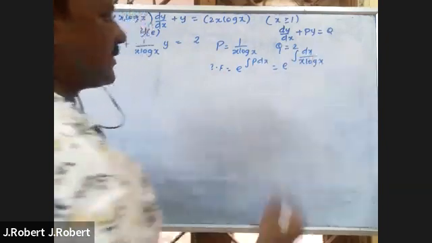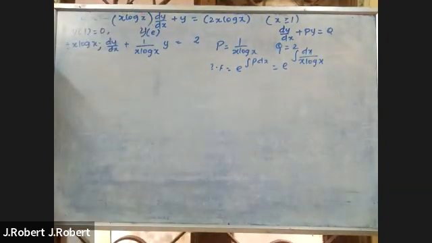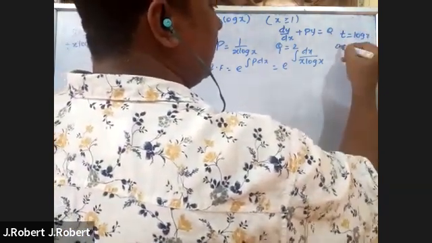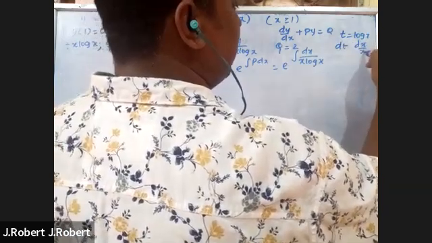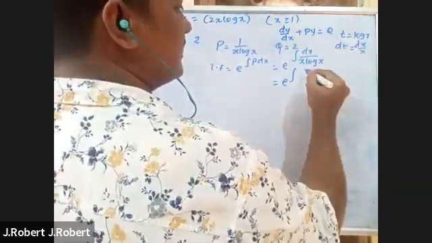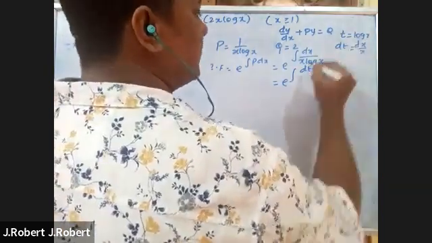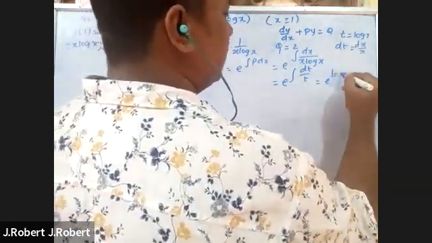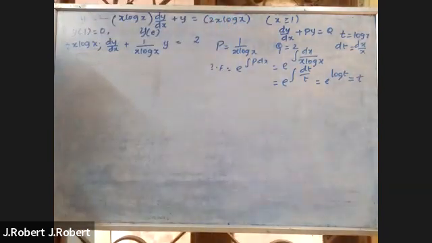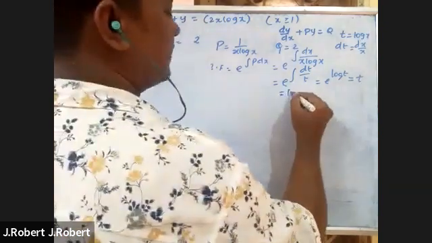Now the integrating factor is e power integral P dx, which is e power integral dx divided by x log x. I'll do it by the substitution method. If t is equal to log x, then dt is equal to dx by x. So this becomes e power integral dt by t, which is e power log t. Therefore the integrating factor is simply t, but we have taken t as log x.